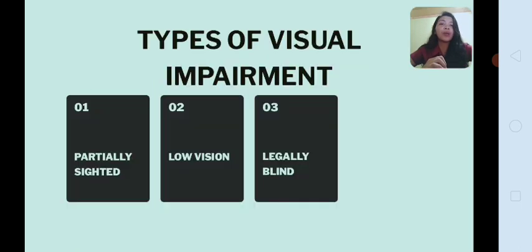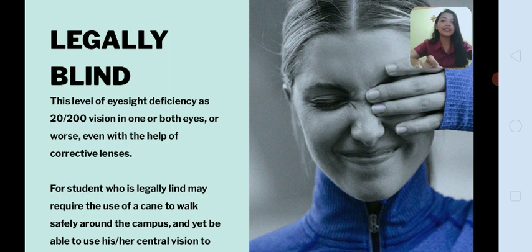Going next to our type of visual impairment, the legally blind. A legally blind individual has a level of eyesight deficiency of 20/200 vision in one or both eyes, or worse, even with the help of corrective lenses. A student who is legally blind may require the use of a cane to walk safely around the campus and yet be able to use his or her central vision to read normal size print. These are the characteristics of a legally blind individual.